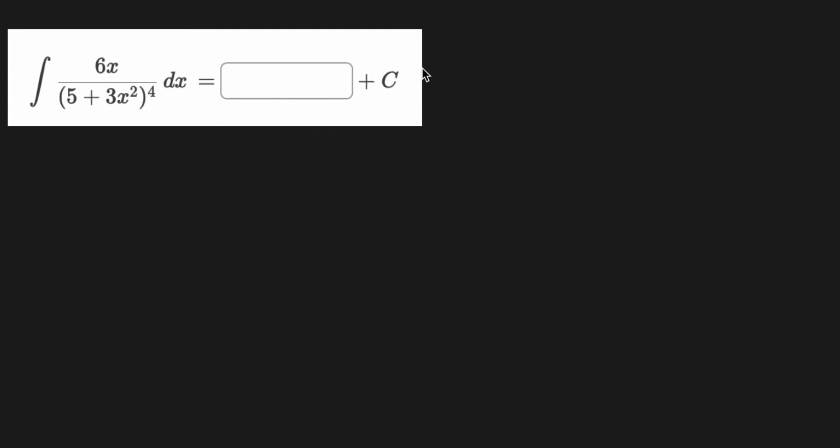So we are back with yet another u-substitution problem from Khan Academy. Let me rewrite this question over here. This is the antiderivative of 6x over (5 plus 3x squared) to the fourth power dx.